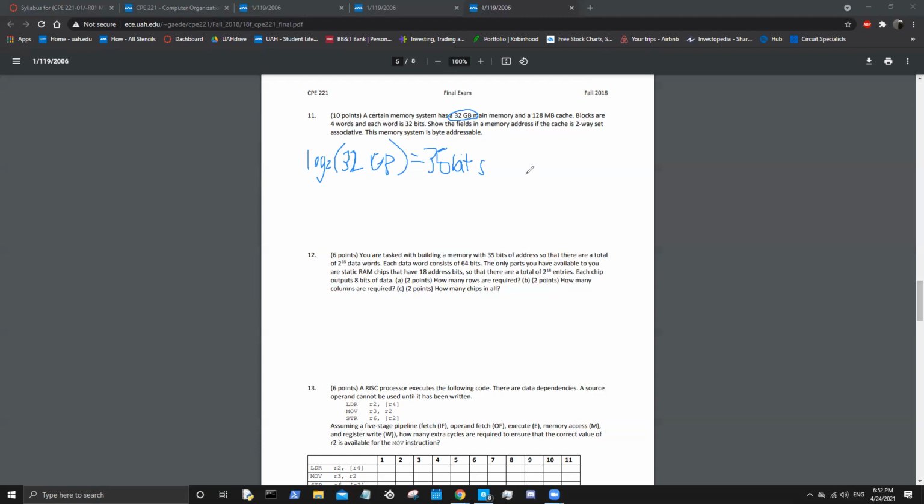Well, we can test that, can't we? So if we do, let's see, math, log base 2 of 32 times 2 to the 30th power. No, it's 2 to the 30th, huh? Let's see, 32 times 2 to the 30th power.